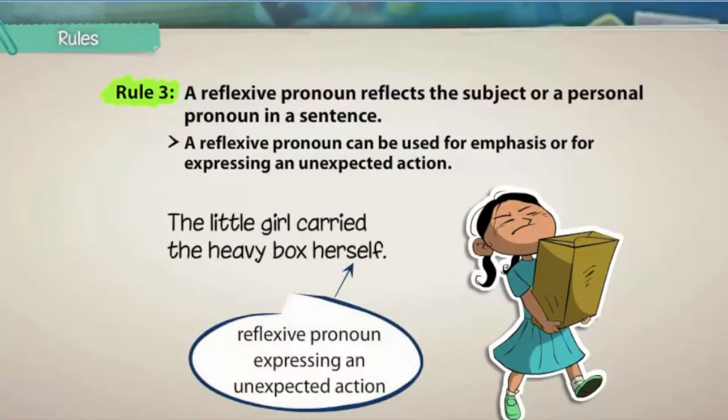A reflexive pronoun reflects the subject or a personal pronoun in a sentence. A reflexive pronoun can be used for emphasis or for expressing an unexpected action. The little girl carried the heavy box herself. Reflexive pronoun expressing an unexpected action.